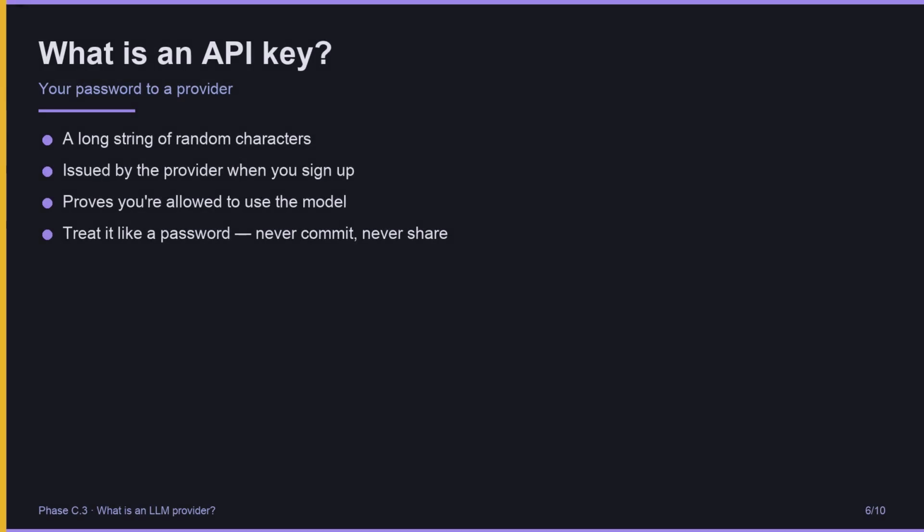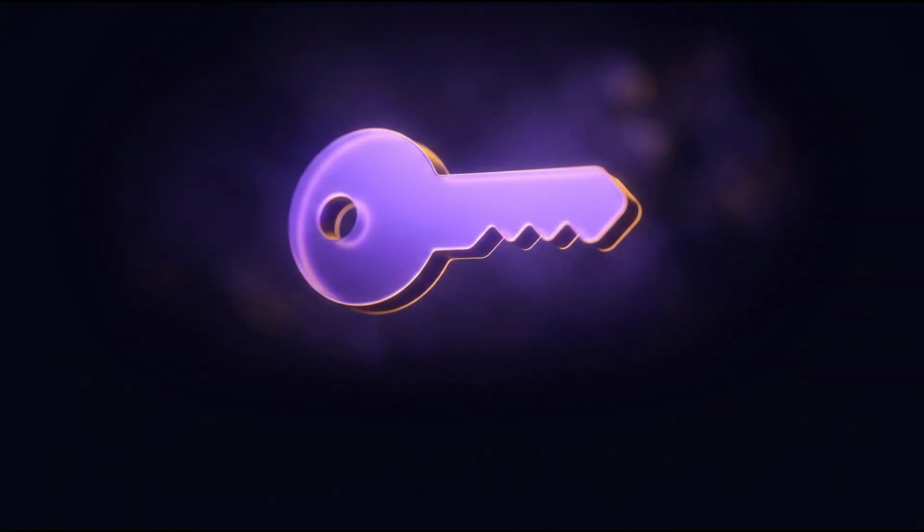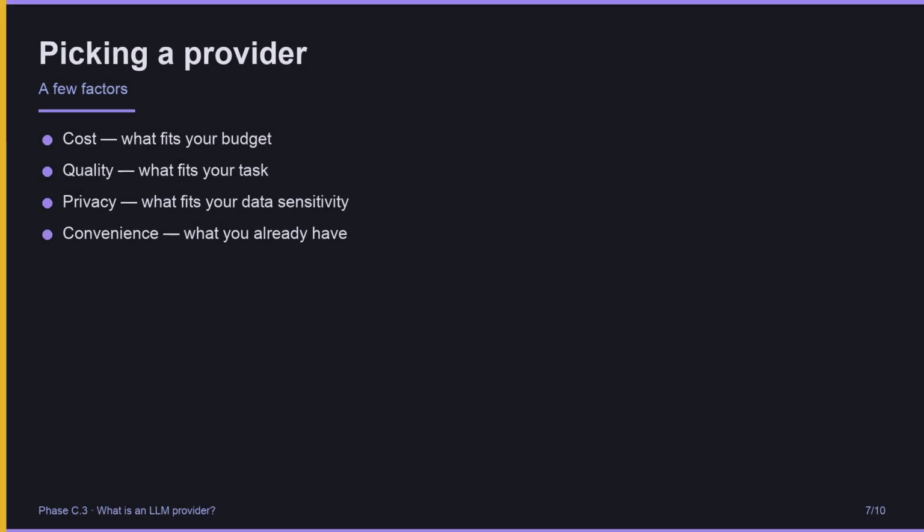What is an API key? A long string of random characters that proves you're allowed to use a provider's model. Issued by the provider when you sign up. Treat it like a password, never commit it to Git, never share it publicly, never paste it into a chat. OpenCode stores it in your local config, encrypted at rest. API key equals your password. Treat it like one.